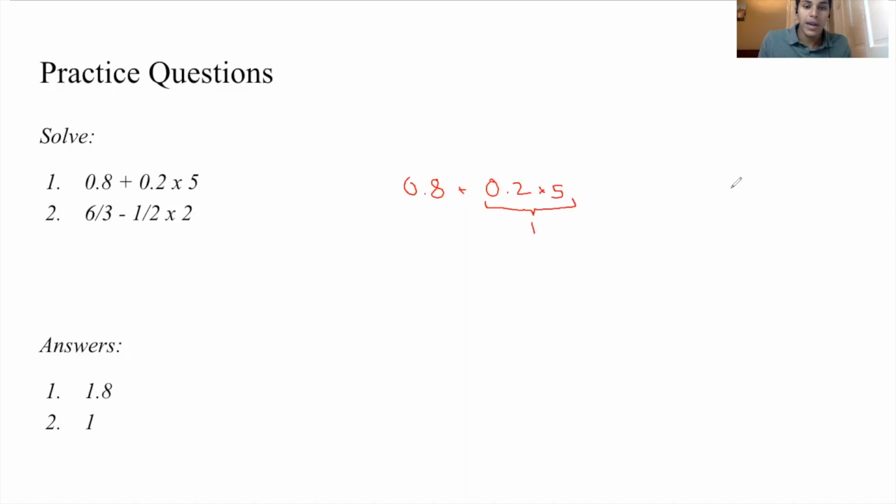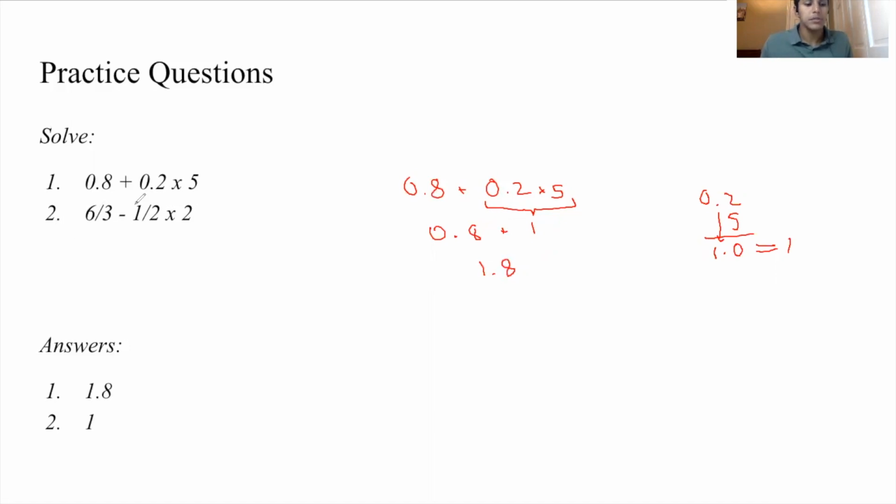Now, if you were to try and stack them and multiply, it would look like this. Again, we write 0.2 and put 5 under the 2 and multiply. 2 times 5 is 10. So we write the last digit under what we multiplied, and then we put the decimal point. We just bring it down to where it goes. So it's 1.0, which is 1. So now we have 0.8 plus 1, which simplifies to 1.8.